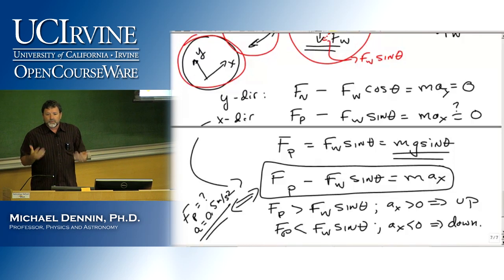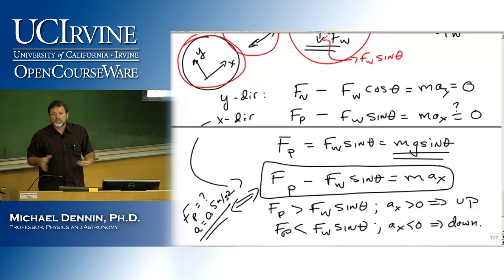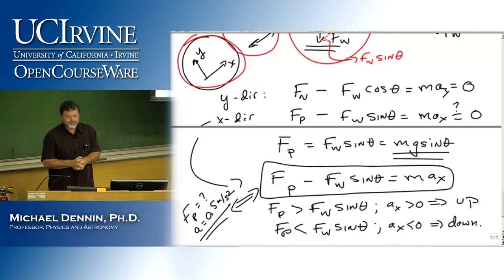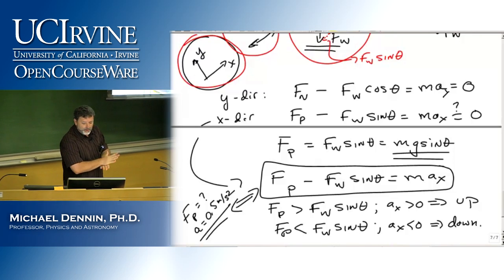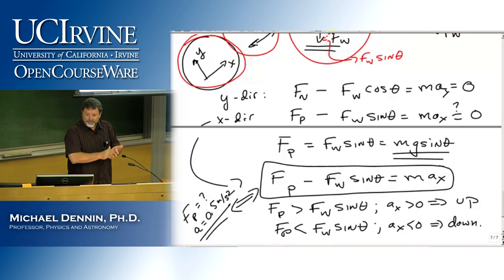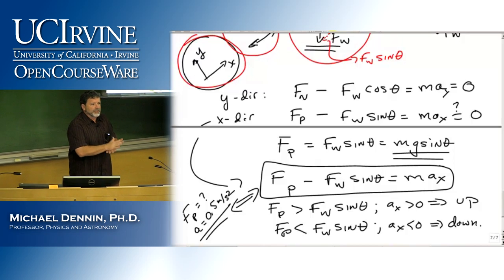If I ask you for a different mass, what do I have to do? You just plug in for that mass. So any questions on the non-friction case?